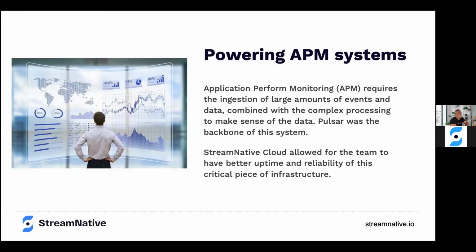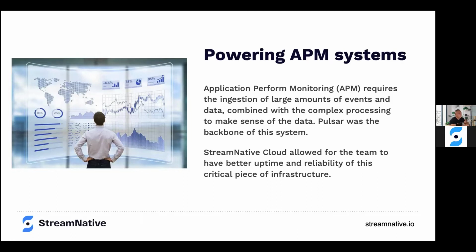And so obviously APM requires the ingestion of large amounts of events and data, and doing some complex processing and correlation between the different logs and the different metrics on these different servers to get a global view of how any application is running. You're doing application performance monitoring of a remote system for a third-party customer. They need to get a holistic view of how that application is interacting, from an infrastructure perspective and from metrics within the application itself.